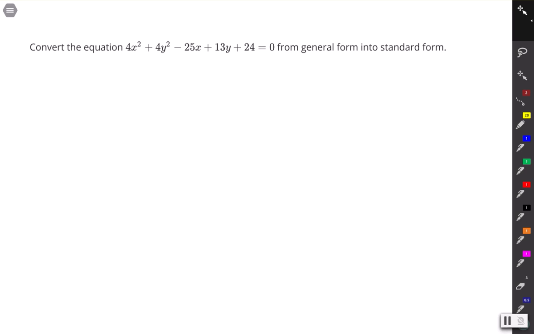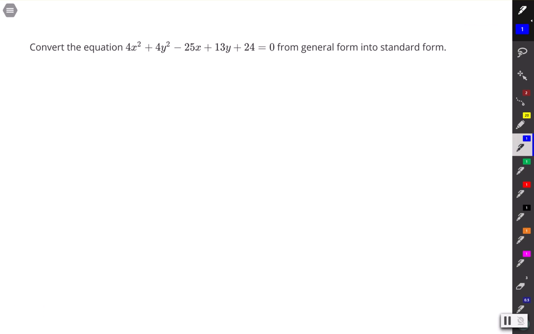Here's an example of converting a circle's equation from general form into standard form, but it has coefficients on x squared and y squared, which can make the process of completing the square a little bit trickier. So I'd like to help you out and walk you through this one.